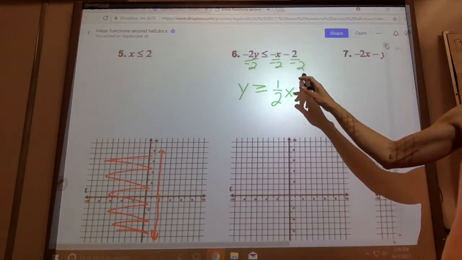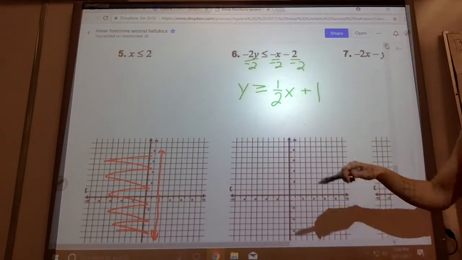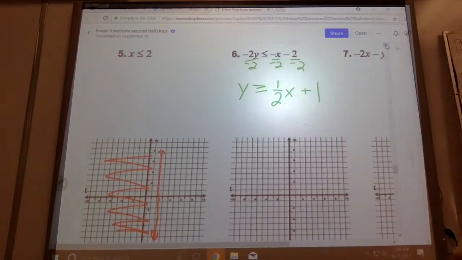-2 divided by -2 is a +1. So be careful when you're simplifying there. How do I graph it?